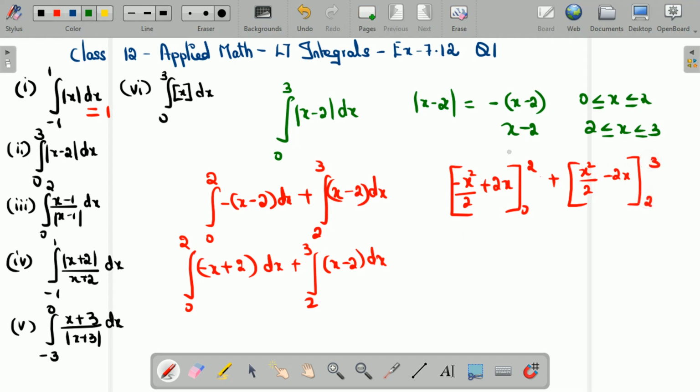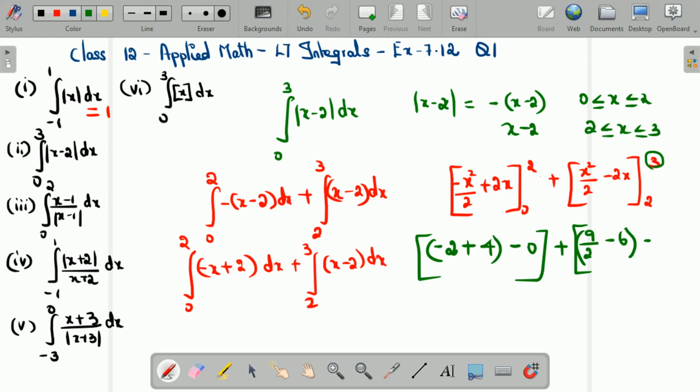So let's apply the limits. In the first case, the upper limit is 2. So 2 squared is 4, 4 by 2 is 2, there is a negative sign, so minus 2, plus 2 into 2 is 4. This is the upper limit, minus the lower limit, which in both terms is going to be 0. So I'm just representing it like this. Now plus, let's move on to the second integration. The upper limit is 3. 3 squared is 9, so 9 by 2 minus 3 twos are 6. This is the upper limit, minus the lower limit. So 2 squared is 4, 4 by 2 is 2, minus 2 into 2 is 4. This is going to be the lower limit.